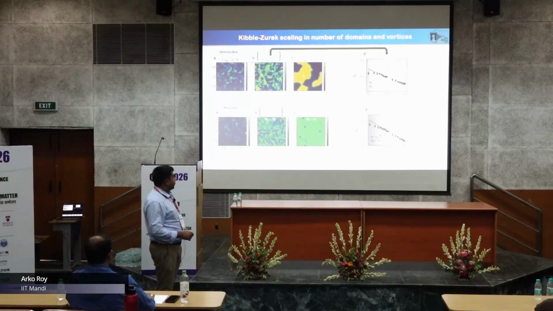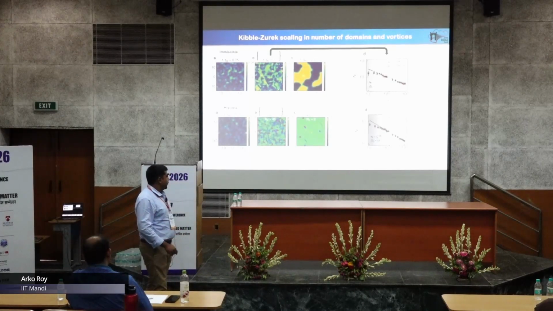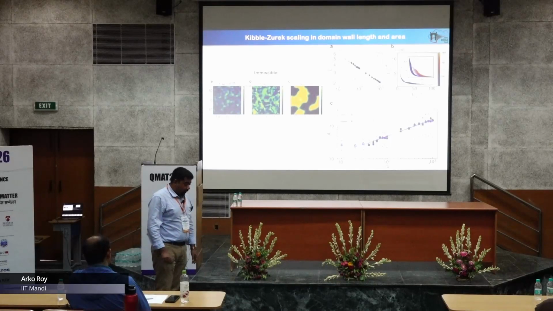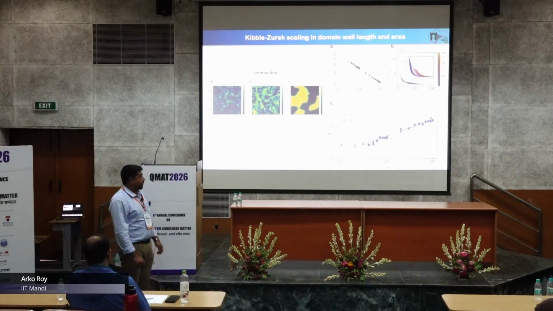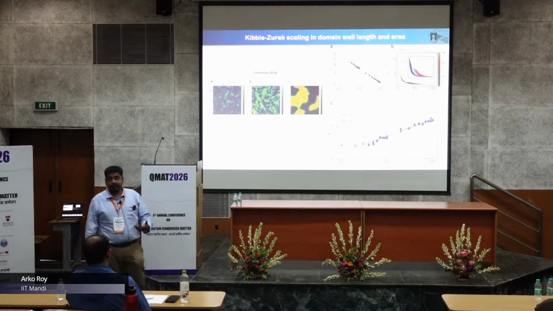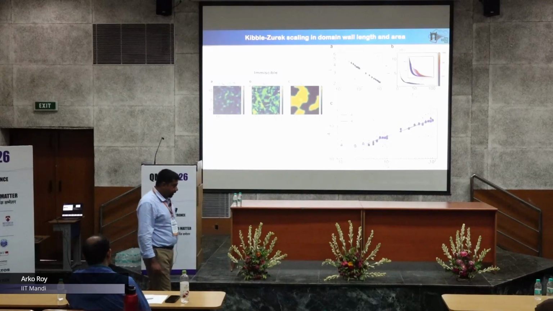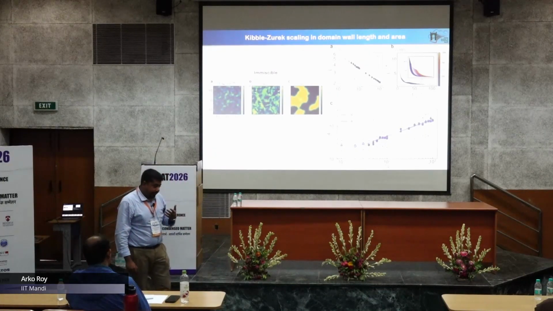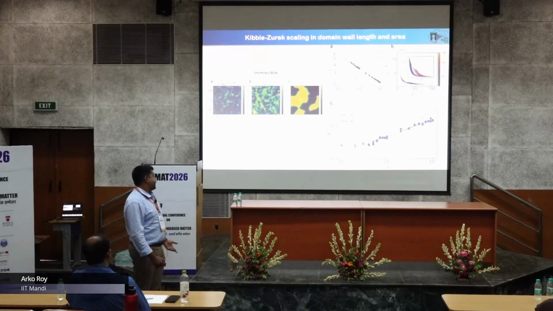And they numerically find that they bear very nice Kibble-Zurek scaling laws. We do not stop at only counting the number of defects, but we also ask the question: what is the geometry of these topological defects, or in particular the domain walls? So what is the length of the domain wall? Does it scale over the quench rates? And the answer is yes.